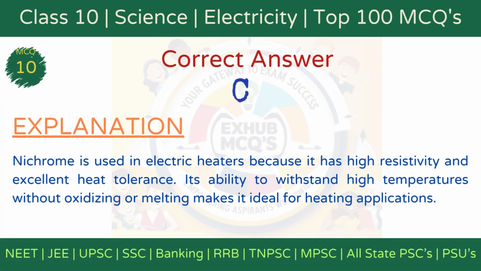The correct answer is option C, high resistivity. Explanation: nichrome is used in electric heaters due to its high resistivity and excellent heat tolerance. It can withstand high temperatures without oxidizing or melting, making it ideal for heating applications.